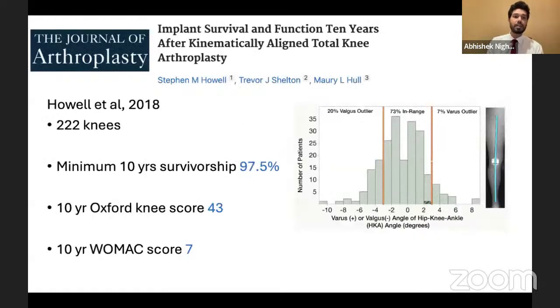This is again a landmark study by Howell et al. in the year 2018, who is in fact the person who started kinematic alignment. He studied a 10-year observational study of his own knees, which showed 97% survivorship with a staggering Oxford score of 43 and a WOMAC score of 7. If you look at this graph carefully, you will find that unlike popular belief, 73% of the patients have a hip-knee angle axis at 2 degrees varus to 2 degrees valgus. There is not much of an outlier as what is believed.